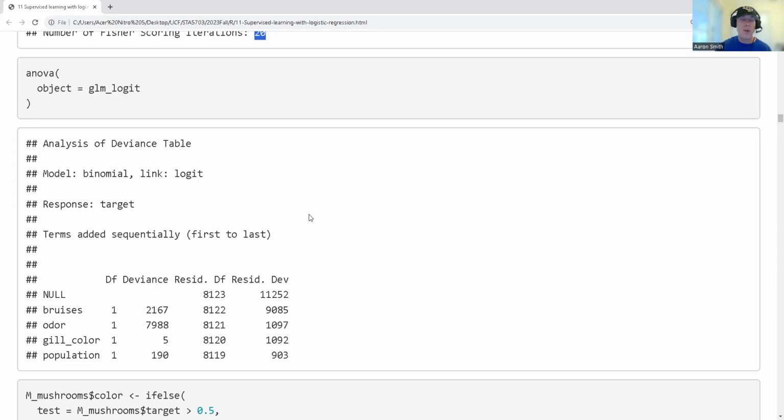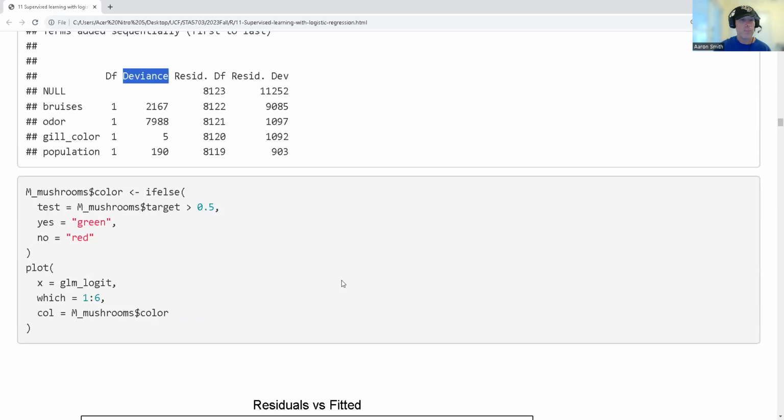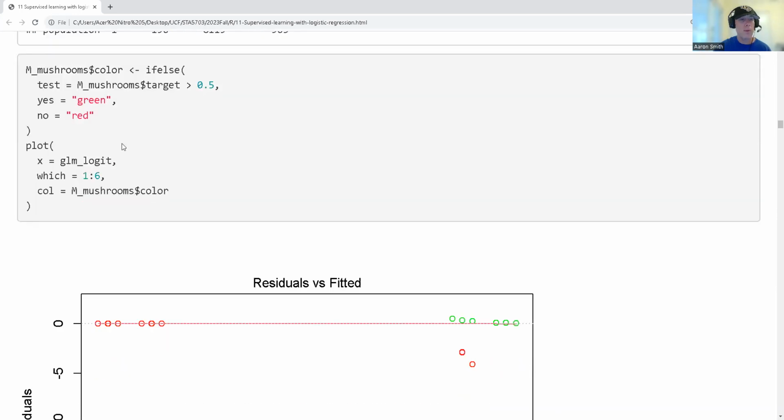Remember, we're not doing our whole minimized sum of squares error. We're doing maximum likelihood. So instead, we have our deviance to interpret. And so now we can go ahead and plot. Just like with linear regression, our plot function gives us 6 possible plots.